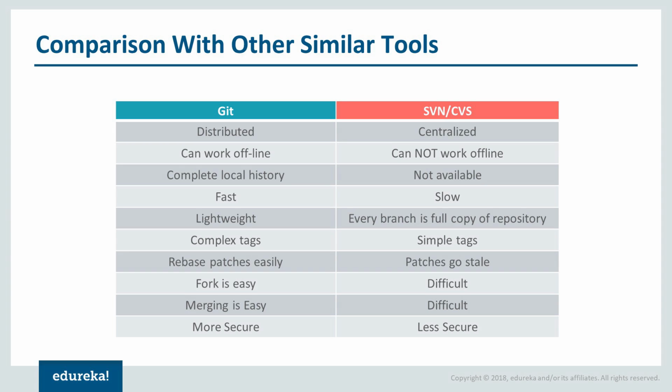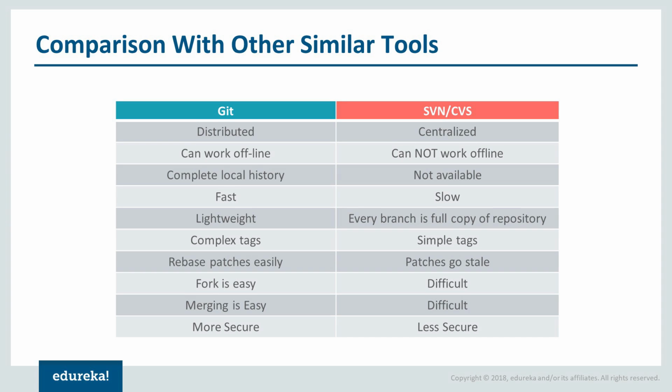In Git, patches can be rebased easily. So what does rebase mean in Git? In its simplest form, it is a command which will merge another branch into the branch where you are currently working, and it will move all of the local commits that are ahead of the rebase branch to the top of the history of that branch. Forking means creating a copy of the repository, which is very difficult in SVN.